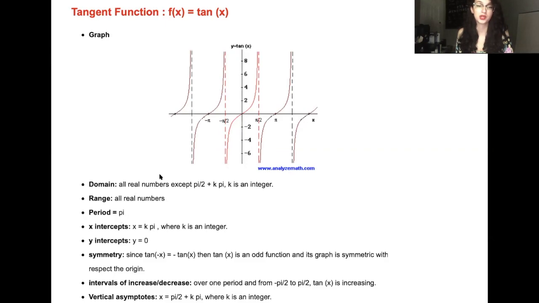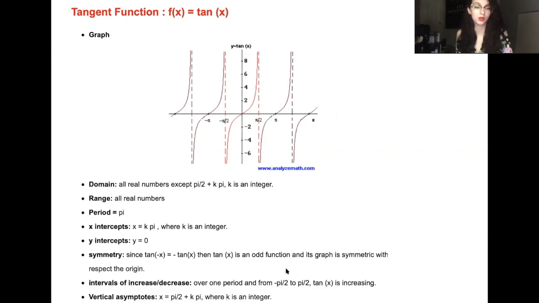Also, we need to know the period is every pi, so we start here at -pi over 2 and we go to pi over 2. So the tangent curve repeats every pi values. So we go from -pi over 2, and then we go to pi over 2, and then we start all over again at pi over 2, 3 pi over 2, and then we continue that pattern throughout.